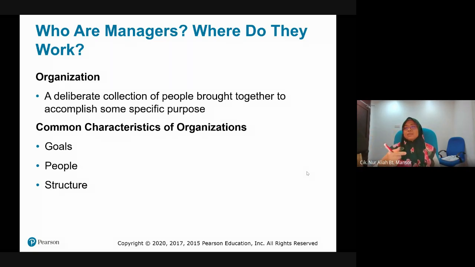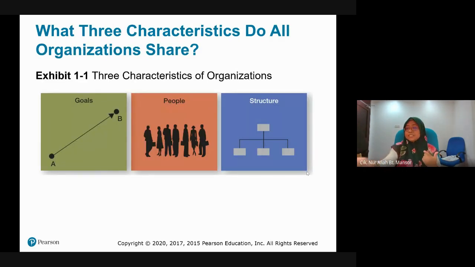So the second one, kita must have a common goals. And what we have, okay, so this is easier for you to understand. We have a common goals from point A to point B. When we say about goals, dia mesti ada starting point and dia mesti ada end game. Kalau kita cakap pasal movie, mesti kena ada Avengers dan kita ada end game. So what is our end game?